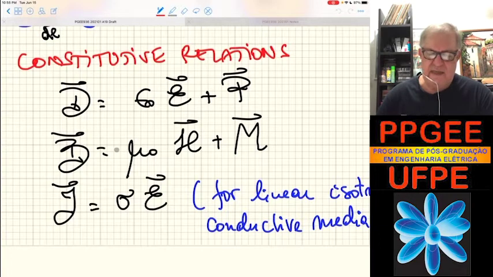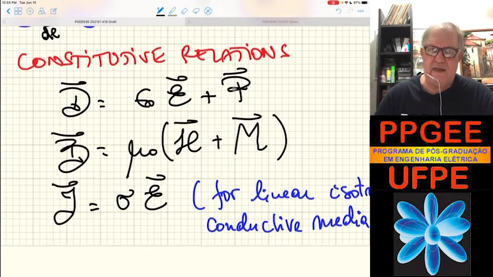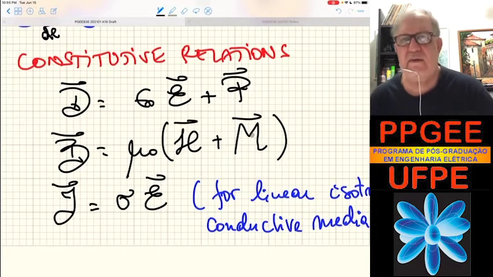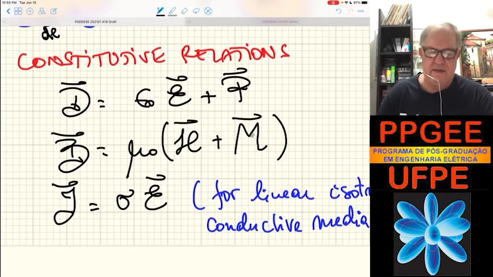Also for B, the same. This has a typo here. It's mu0 times H plus M. Here is epsilon 0 E alone plus P without epsilon 0. Here is mu0 times the sum between H and M, which is the magnetization.